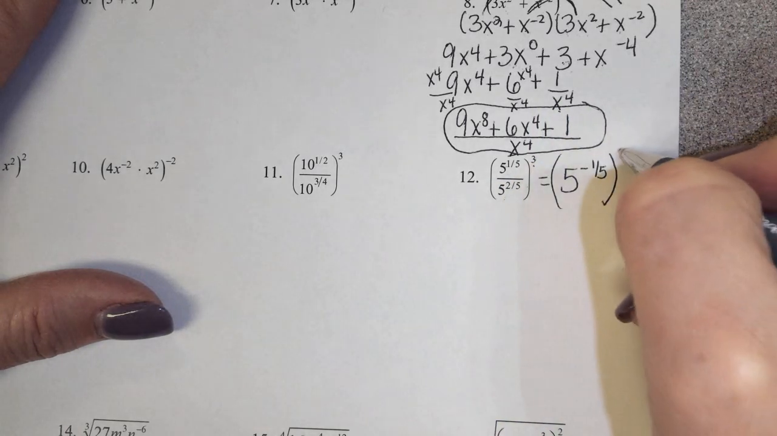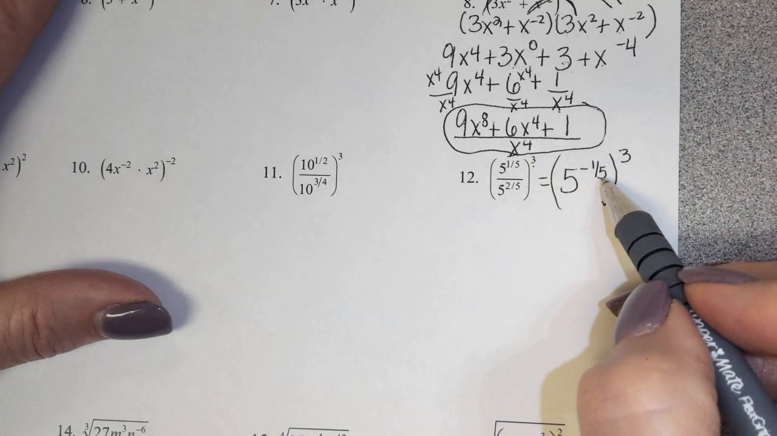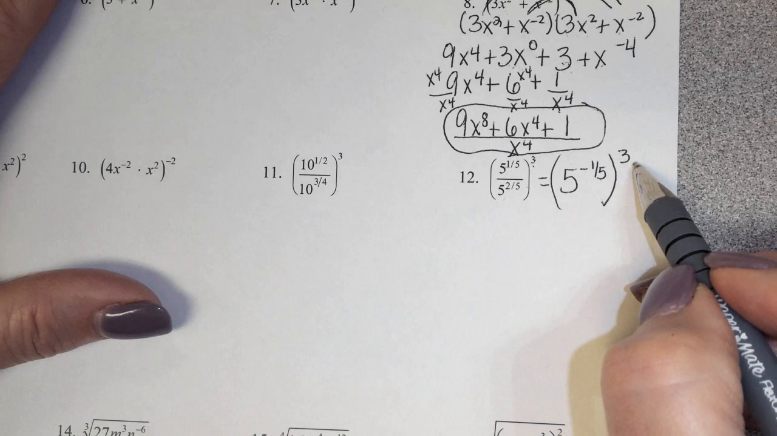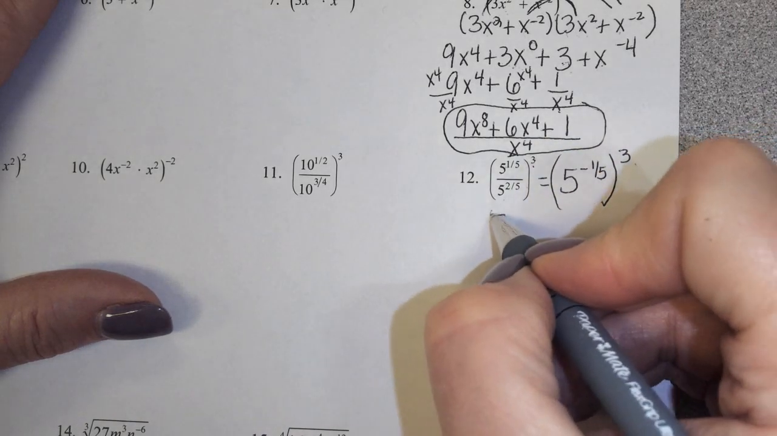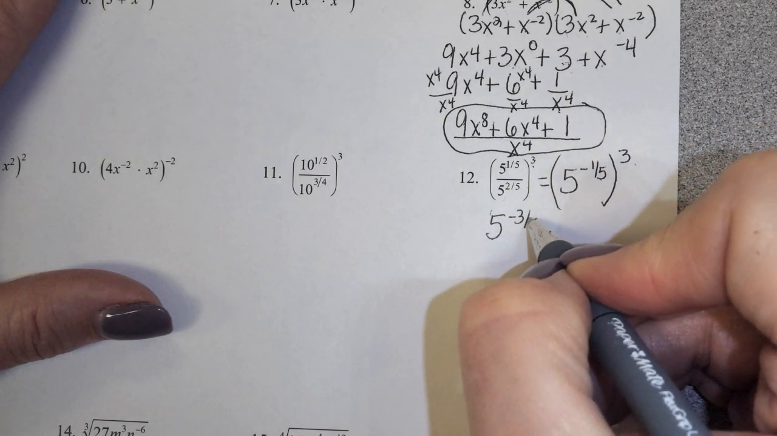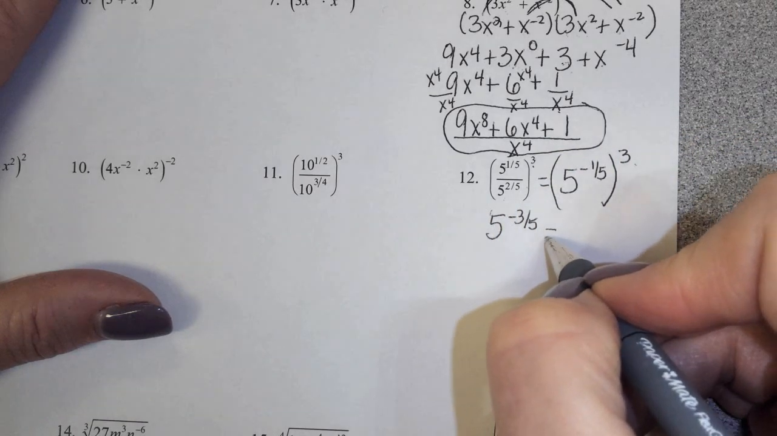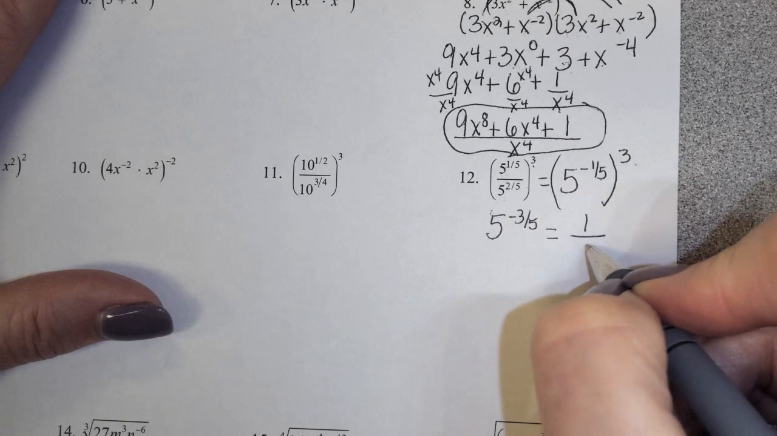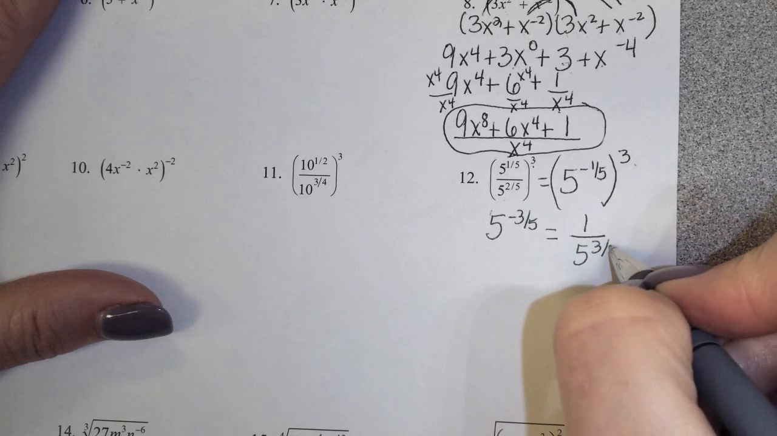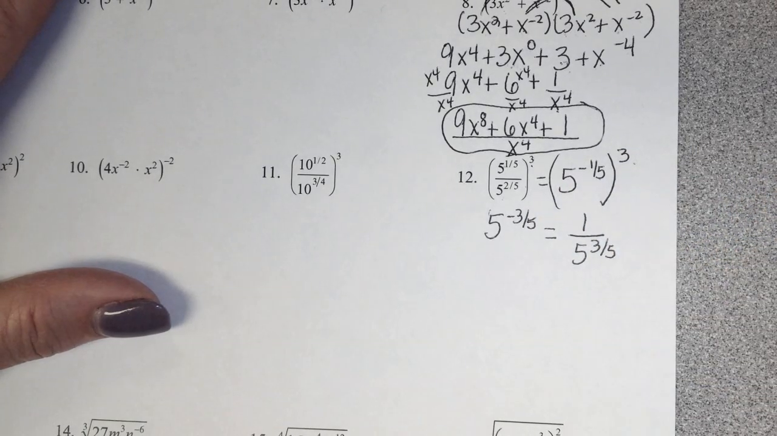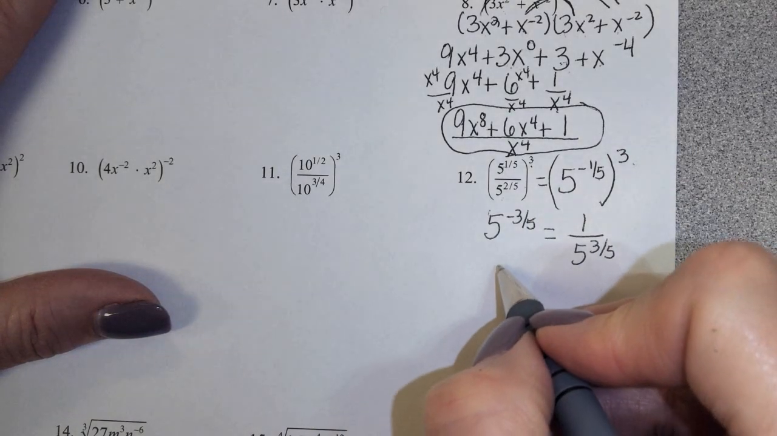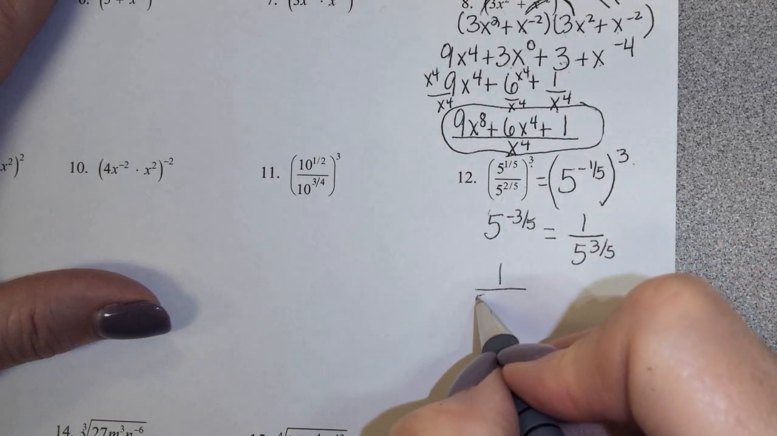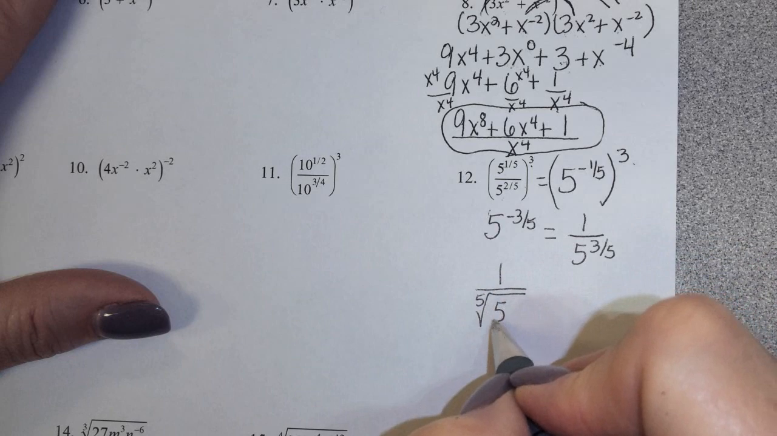Then we have to the third power. What do we do if we have a power to a power? Multiply. So we're going to have 5 to the negative 3/5. So that means I'm going to have 1 over 5 to the 3/5. Well, that means I have 1 over the 5th root of 5 cubed.